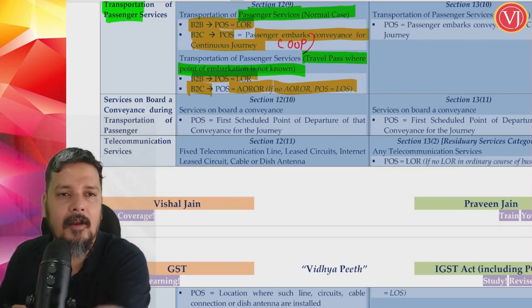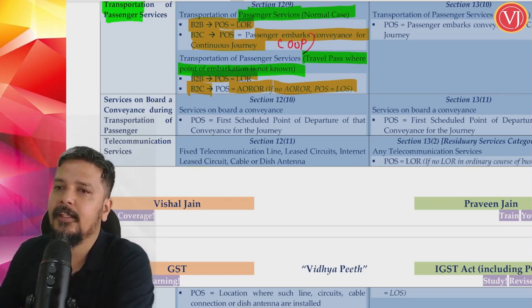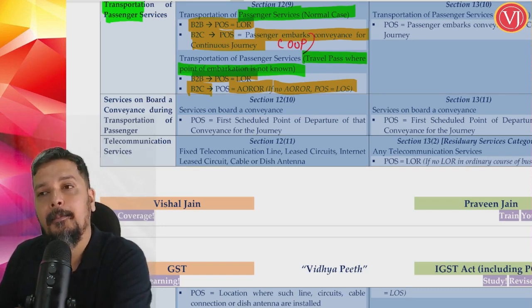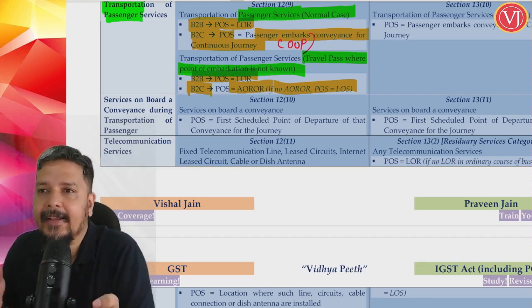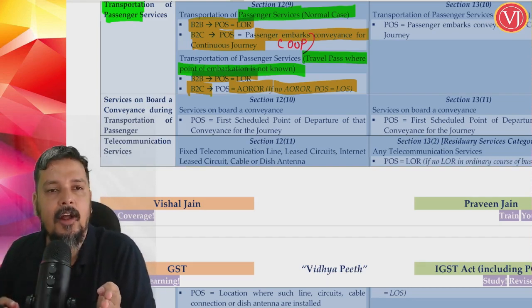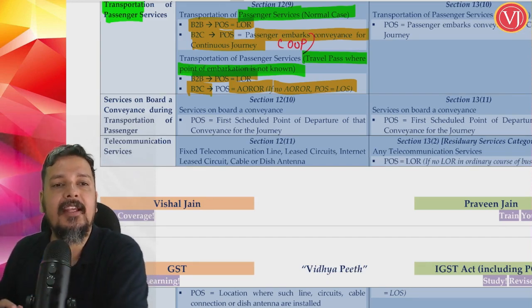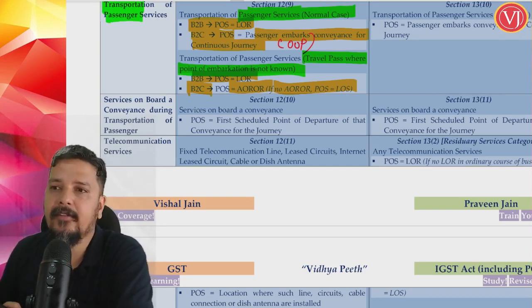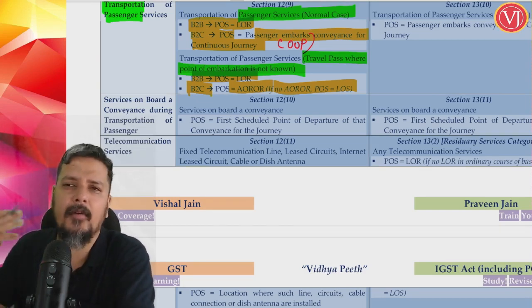B2B, whether it is a normal case or a pass case, the answer is very simple. It is the location of recipient. B2C, in a normal case, you do know that it is one ticket, one travel. Then you talk about when you are entering that conveyance. But if it is B2C and it is a case of pass, you will be using that pass for multiple travels. Then go with what? Address on record, address of the recipient on records. If it is not available, go with the location of supply.